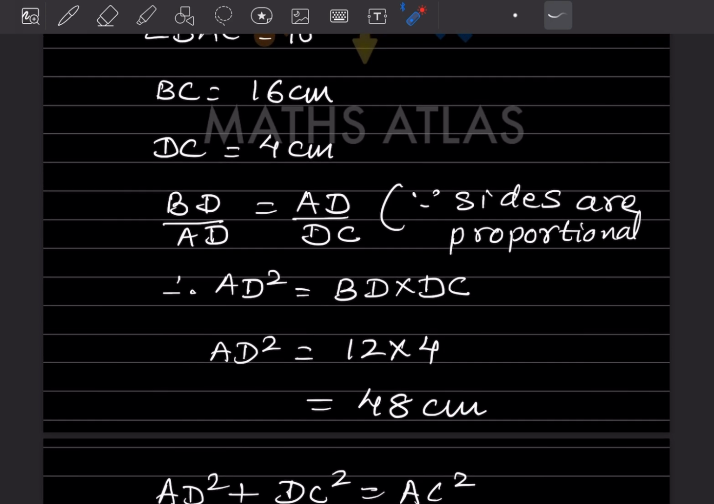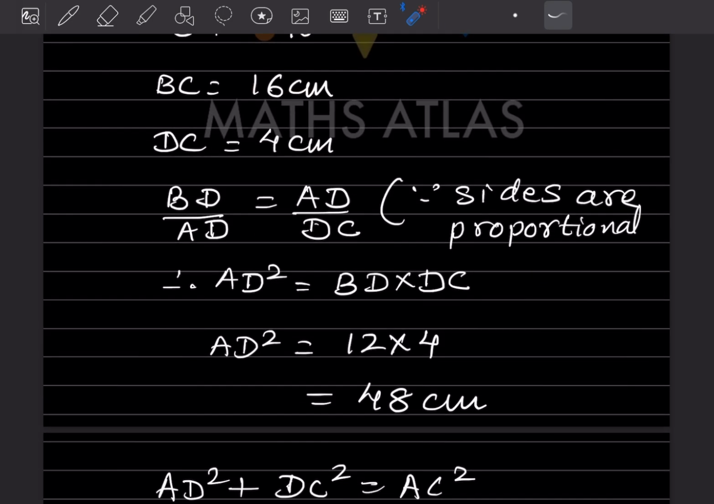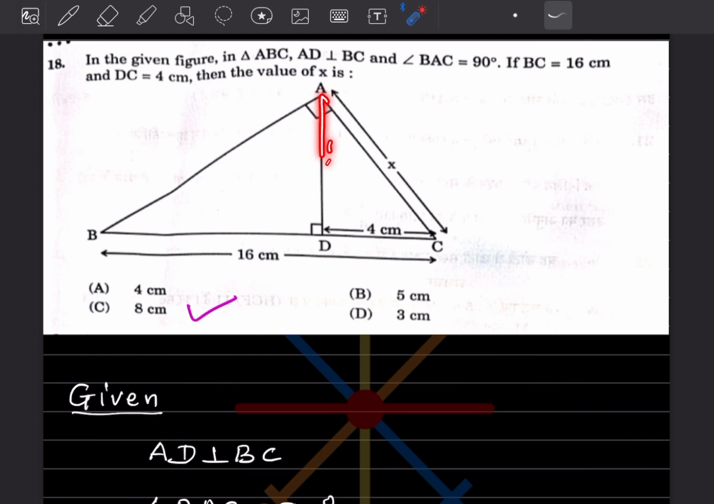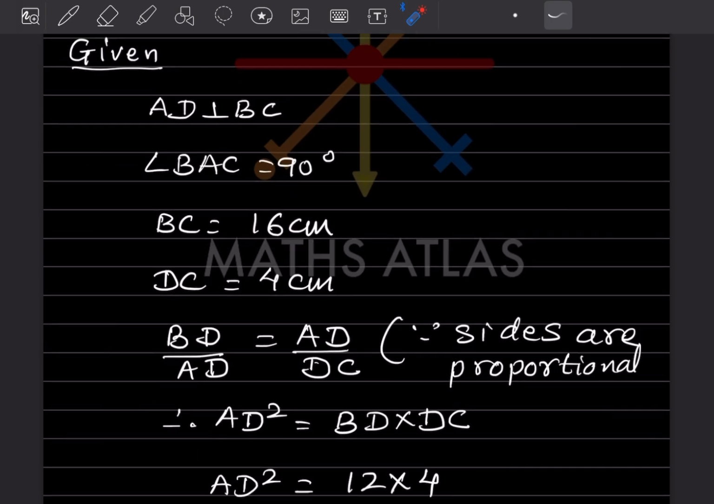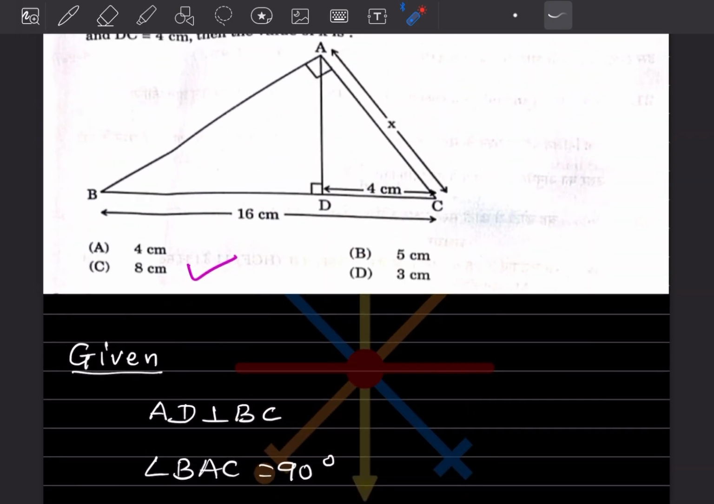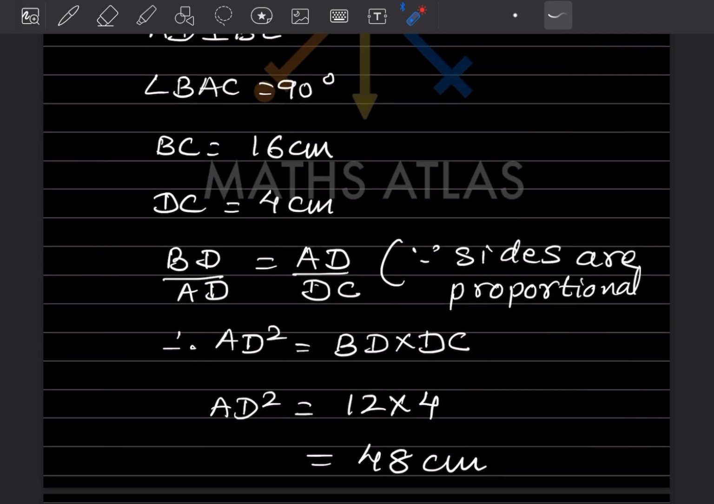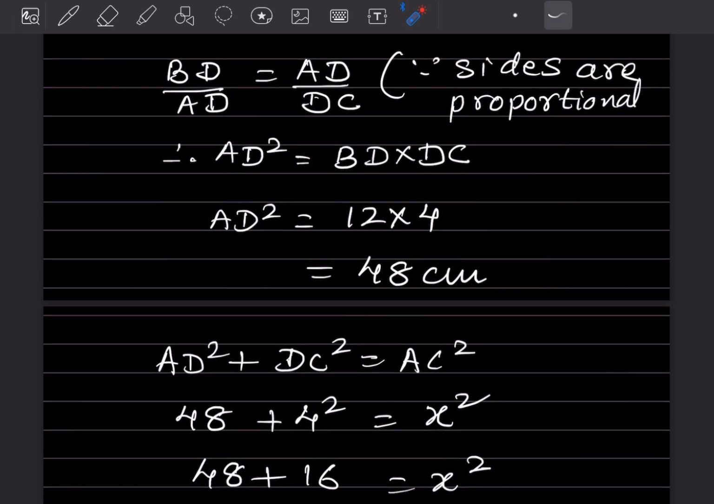Now again, we want the value of AC, that is this x part. So we will consider this triangle. AD square plus DC square is equal to AC square. So 48, we got AD square is 48, plus we already know DC is 4, and AC is x, so this is x square.